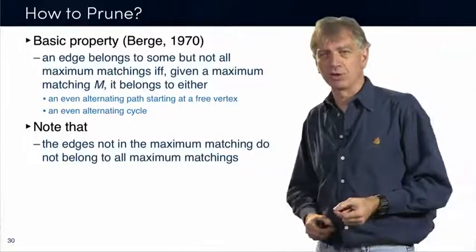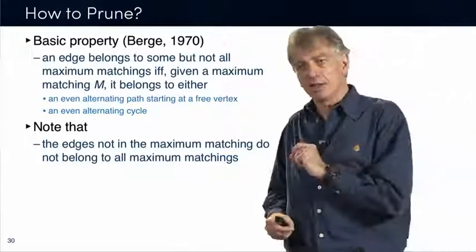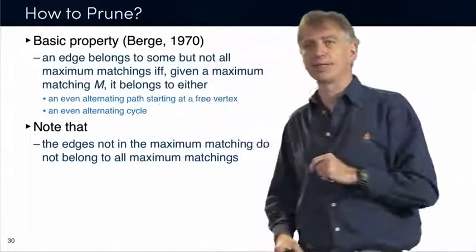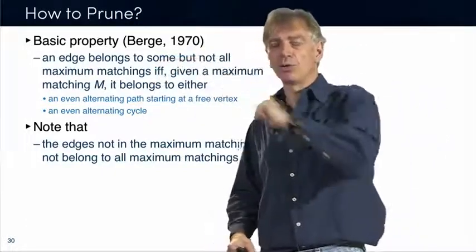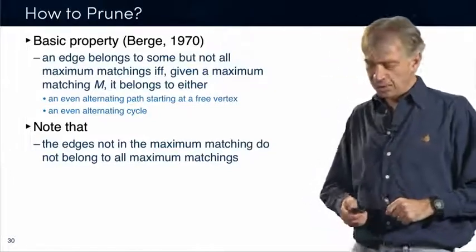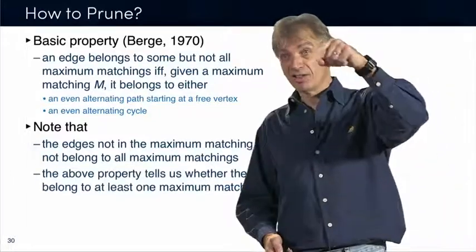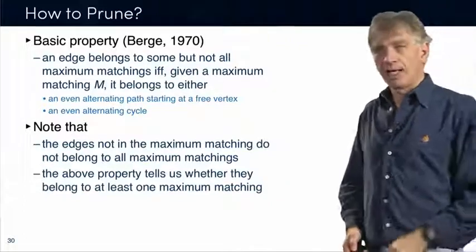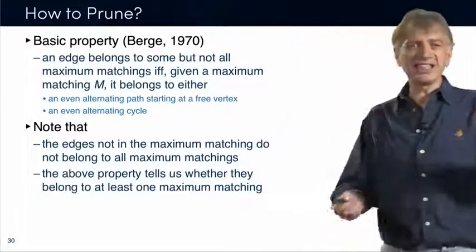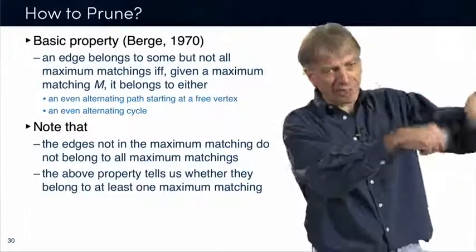So the only thing that we have to do is, for all these edges which are not in the matching, we have to look at two things. Do they belong to an even alternating cycle, or do they belong to an even alternating path which starts at a free vertex? Essentially this property is telling us really what we want to do. It basically boils down to looking at these two things, which is much easier than all the things that we had to do before.